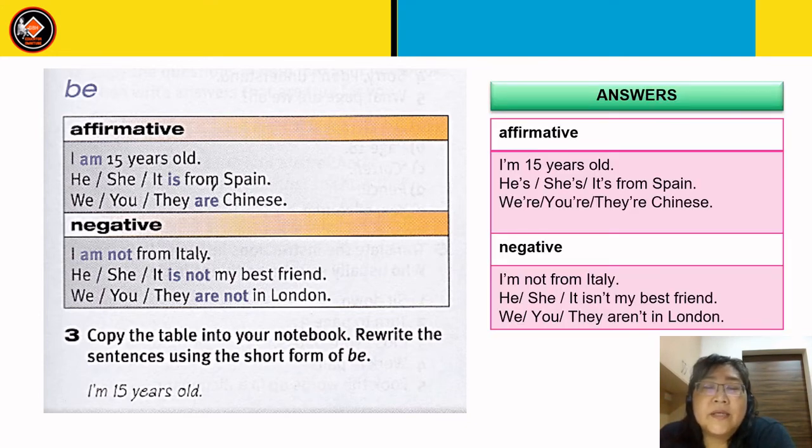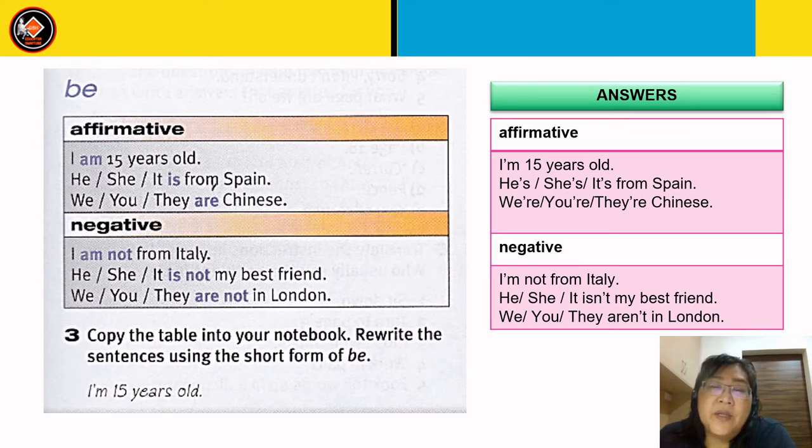So let's look at the answers. You can write I'm 15 years old. He's from Spain. She's from Spain. So you have apostrophe s. And we are, so we apostrophe re. We are Chinese. You are Chinese. They are Chinese. For the negative, I'm not from Italy.